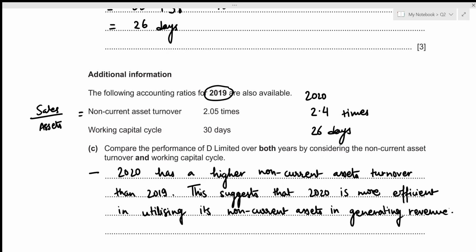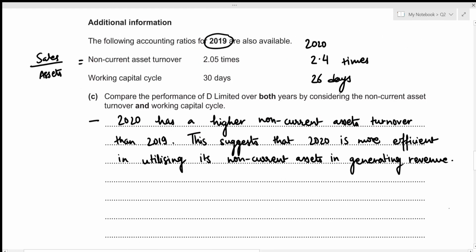Alright, now we'll compare the working capital cycle. Again, we can see that 2019 has a higher working capital cycle than that of 2020. And we know that the lower the days, the better the working capital cycle, which means that the working capital cycle is better for the year 2020. And we know that working capital is actually the net current asset. So what we can say is that the shorter working capital cycle represents the better ability of current assets to generate cash. Let's write it down.